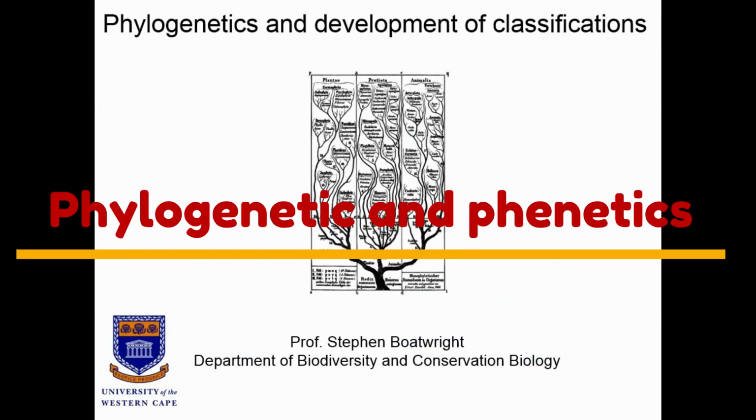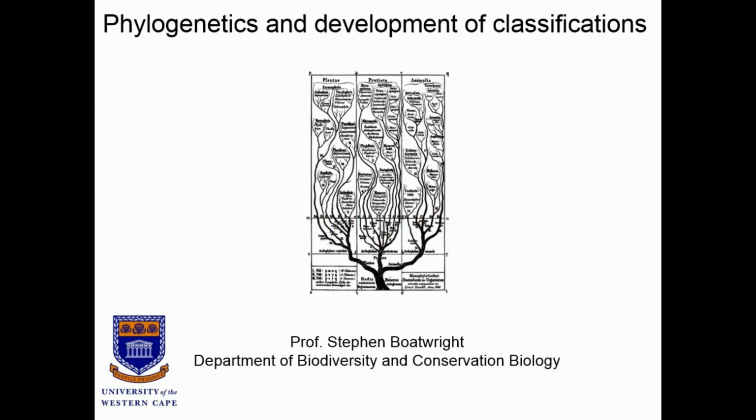Good. So in this lecture, we are going to talk about phylogenetics and the development of classifications, but more specifically looking at how we analyze data that we get from sources of taxonomic information and produce trees that can be used then to be drawn into a classification system.